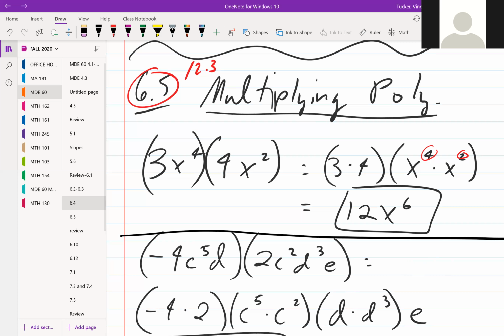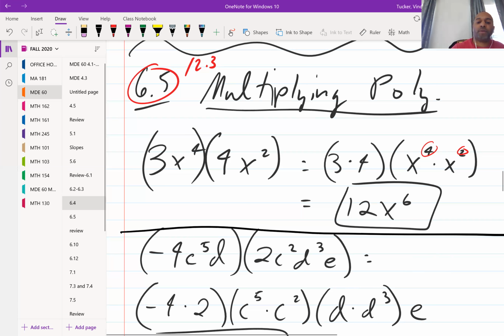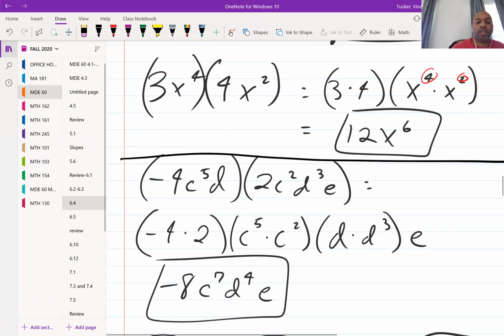All right. So negative 4c to the fifth d times 2c squared d cubed e. So the way you compartmentalize it is negative 4 times 2, c to the fifth times c squared, d times d cubed, and then e would just be sitting on the outside. It had no other like variable to multiply it to. And then don't forget, when you don't see anything, just assume there's a 1 there for the exponent of d.